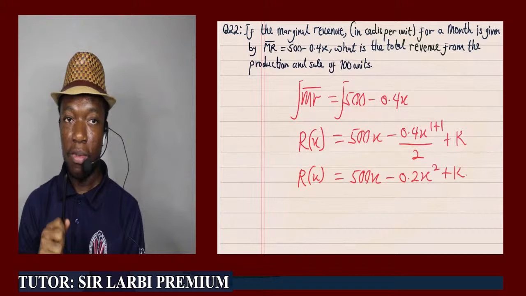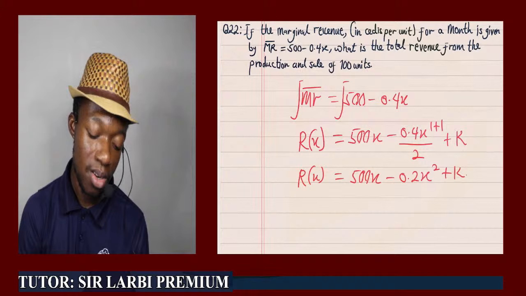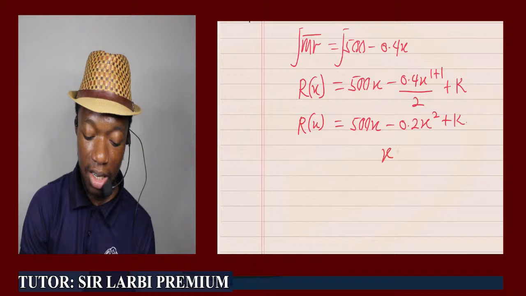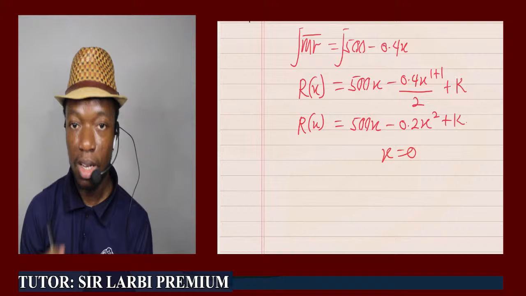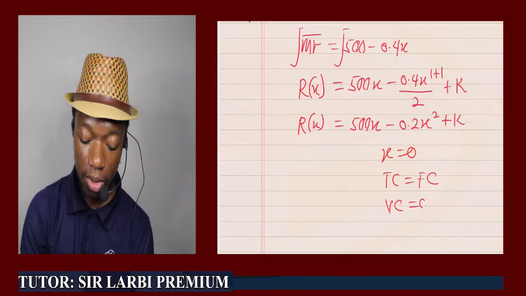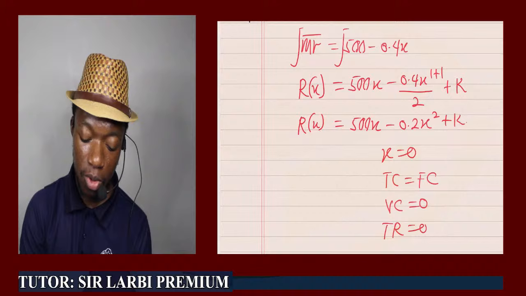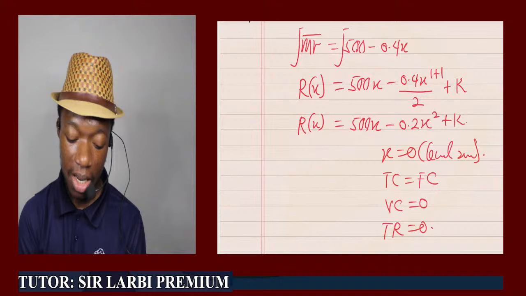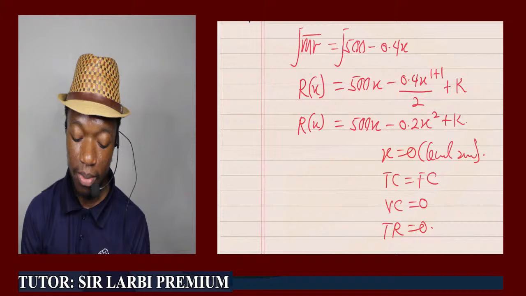If you remember, when we were discussing the application of integration, we said that at a production level of zero, three things happen. Your total cost will be equal to your total fixed cost, your variable cost will be equal to zero, and your total revenue is also going to go to zero. So at the production level of zero, total cost goes to total fixed cost, variable cost goes to zero, and total revenue also goes to zero.